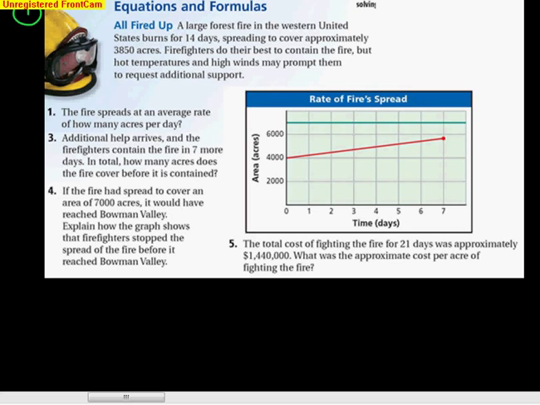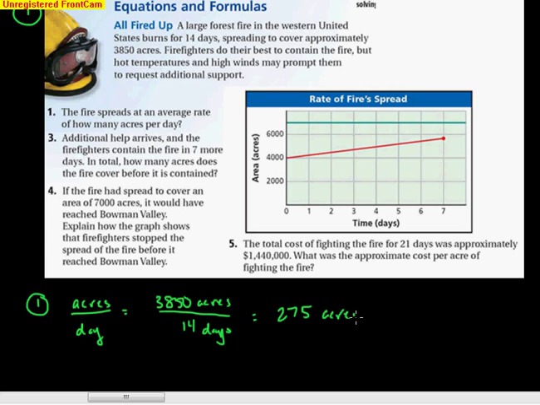Alright, so we talked a little about rates in class. For number one here, if I want to find the rate of acres per day, remember per means division, acres per day. So if I look in the problem, it says there were 3,850 acres burned over 14 days. And I will simply divide that out, and that will give me the rate. And the rate is going to be 275 acres per day. So there you go. So there's the rate.